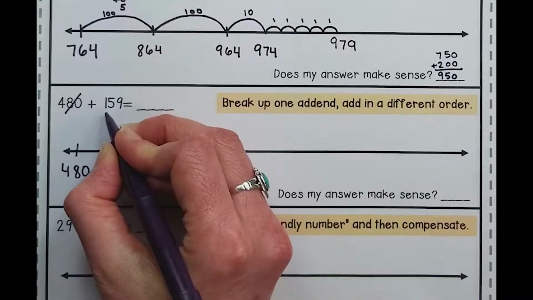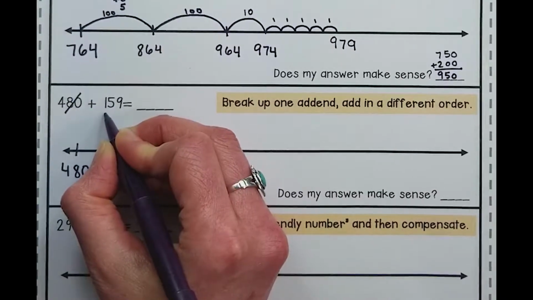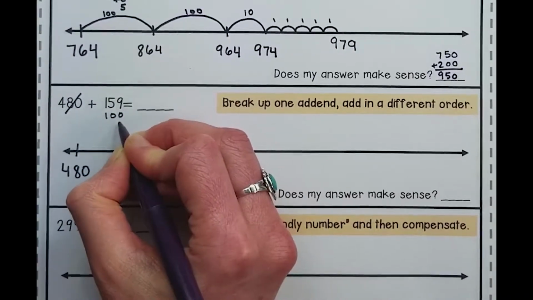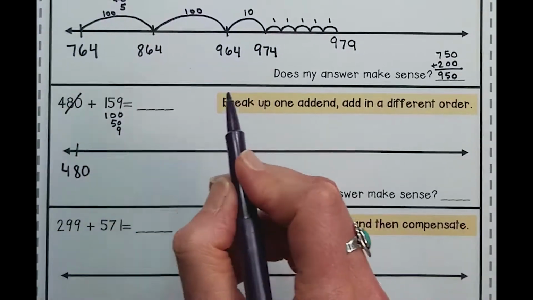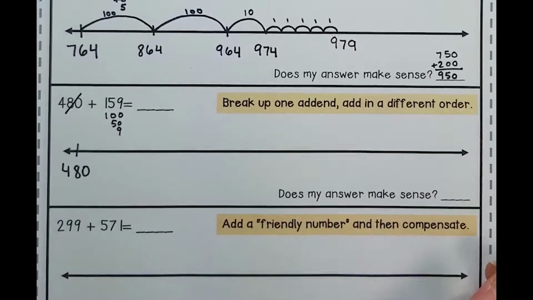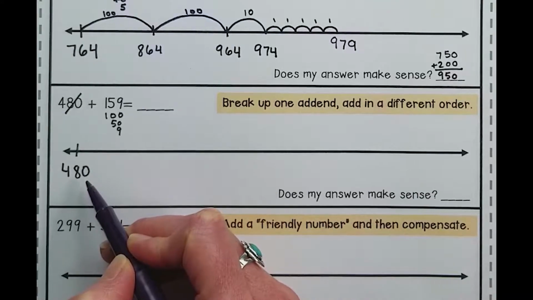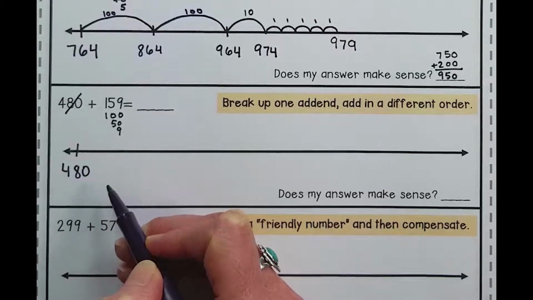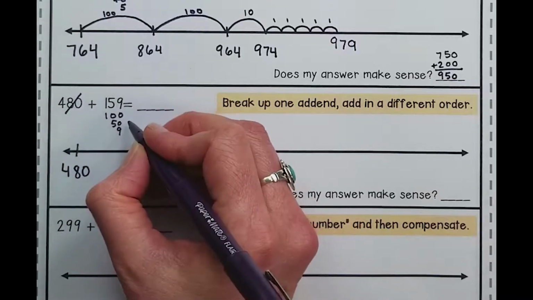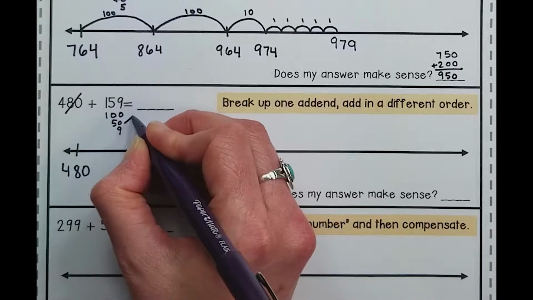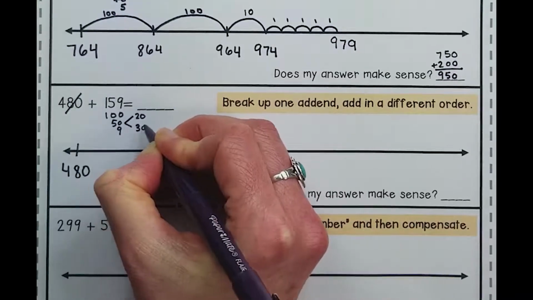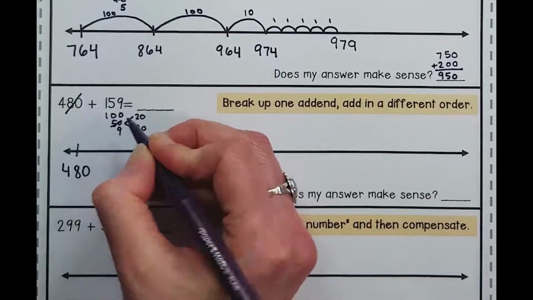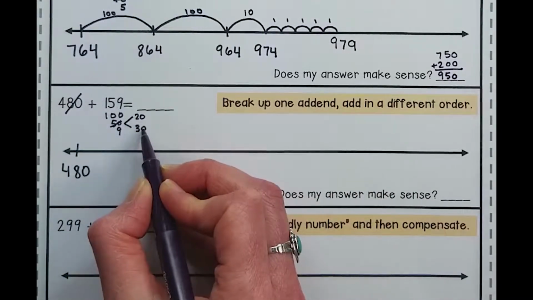I am going to go ahead and decompose 159 though. I'm going to decompose it or break it up into 100, 50, and 9. But instead of making that big jump of 100 right away, I am noticing that 480, if I were to add just 20 more on, it'd give me a nice even number of 500. So I'm going to go ahead and break up 50 into 20 and 30, okay? And I'm going to cross out my 50 because now I really have 100 plus 20 plus 30 plus 9.